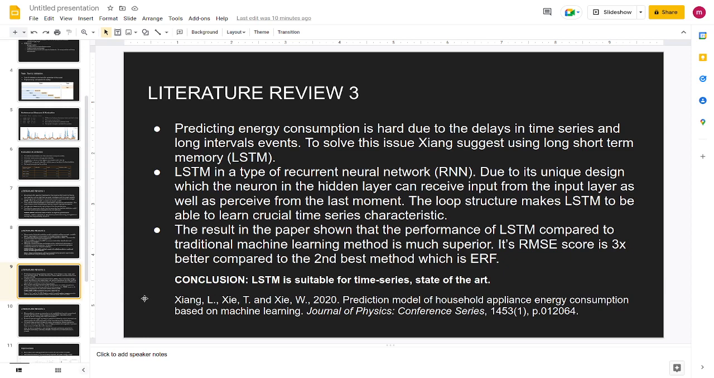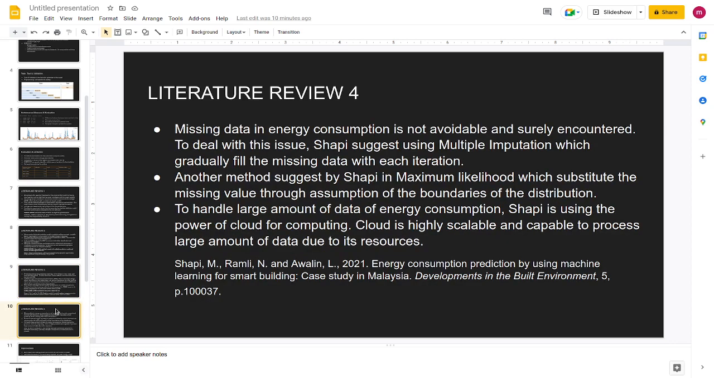The result in the paper showed that the performance of LSTM compared to traditional machine learning methods is much superior. Its RMSE score is 3 times better compared to the second best method, which is ERF. So the conclusion is that LSTM is suitable for time series and is the state of the art for energy prediction.